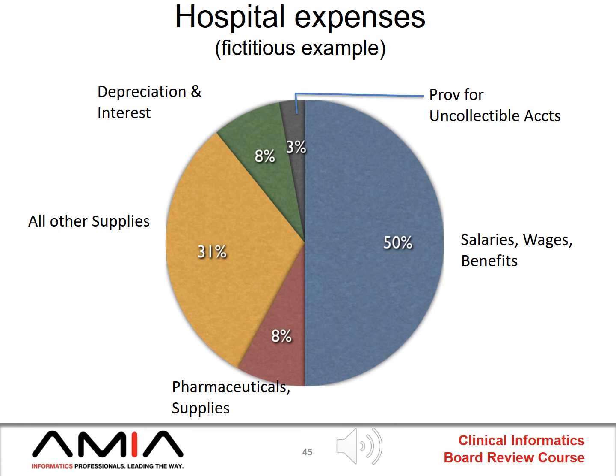So understanding this distribution helps you understand where return on investment may be greatest for investments in health information technology. Certainly, reducing expenses in any category would be helpful, but the biggest return is likely to be those investments that address the biggest part of expenses, which are salaries, wages, and benefits.